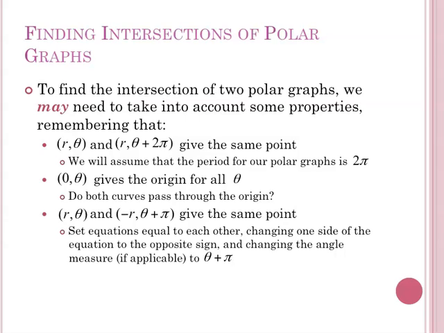It may be useful, particularly when you've already tried to solve, but you know that there are more points. By using this information, you may be able to find other points that you weren't able to find the first time around. So set equations equal to each other. You'll change one side of the equation to the opposite sign and change the angle measure, if applicable, to theta plus pi.